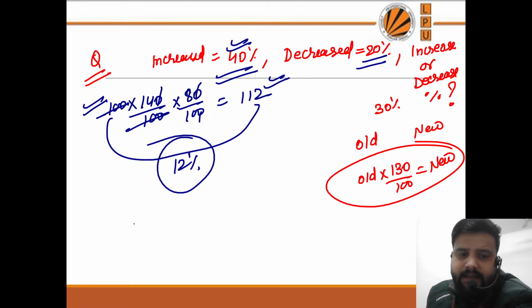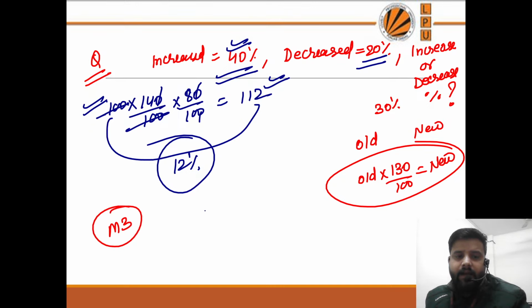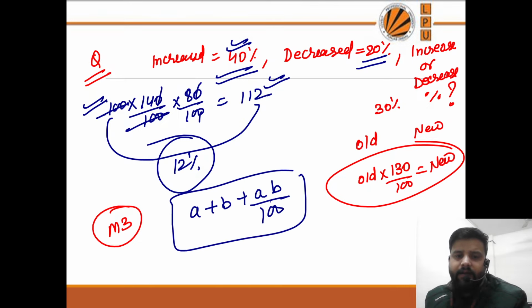Now let's come to method 3. If you got it, now let's come to method 3. Method 3 is the direct formula. Direct formula is A plus B plus AB by 100. This is for converting successive percentage into flat percentage. To convert successive percentage into flat percentage.